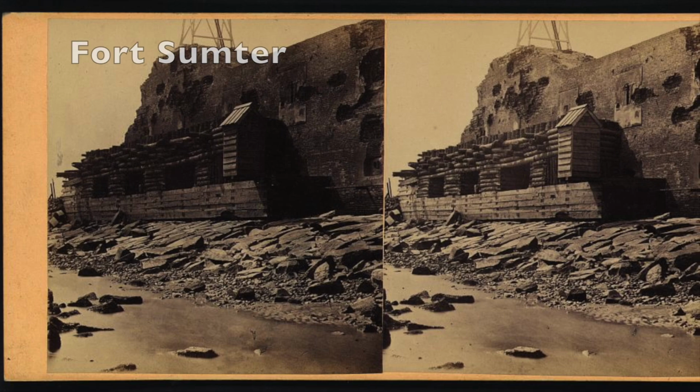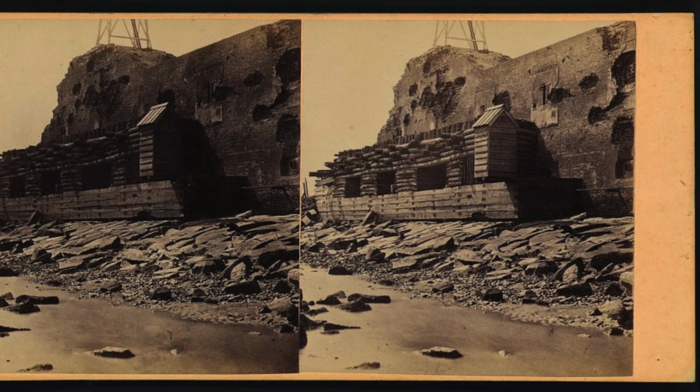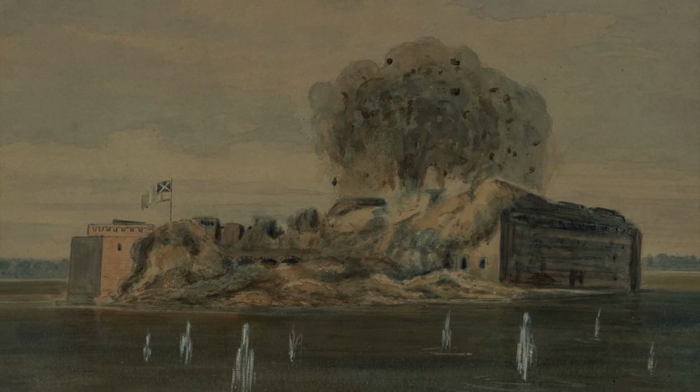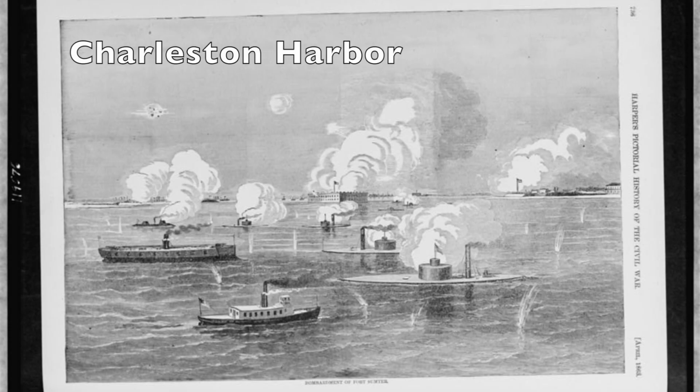The two groups were the Confederate, the Southern states, and the Union, the Northern states. The Confederate soldiers wore gray and the Union soldiers wore blue. The American Civil War began on April 12, 1861, when Confederate forces opened fire on the Union-held Fort Sumter in South Carolina's Charleston Harbor. Less than 34 hours later, Union forces surrendered.